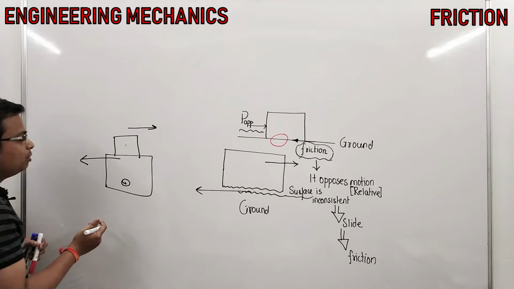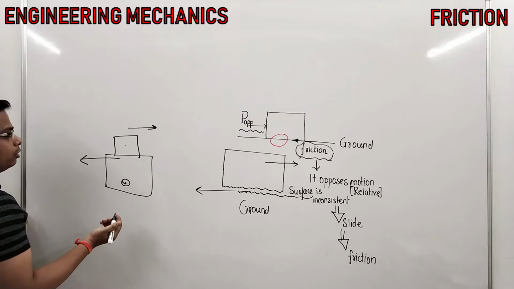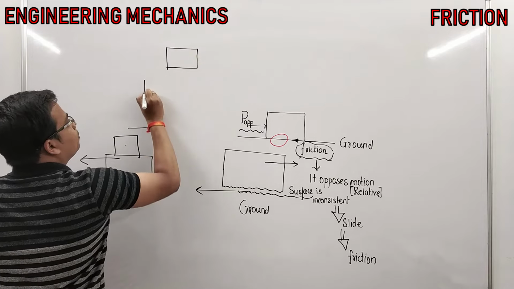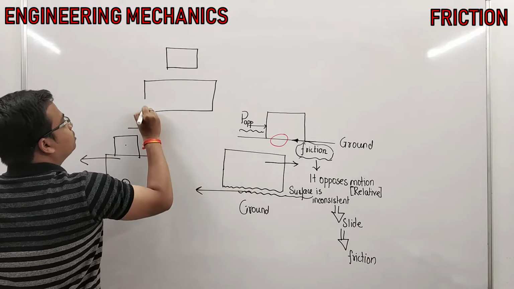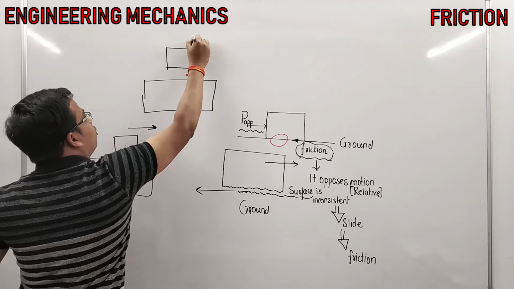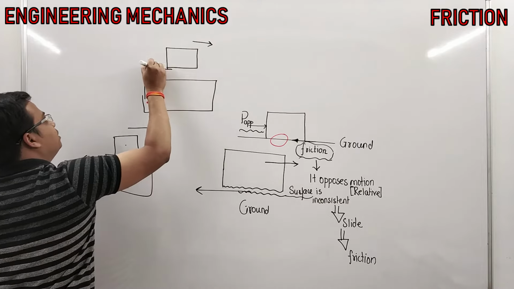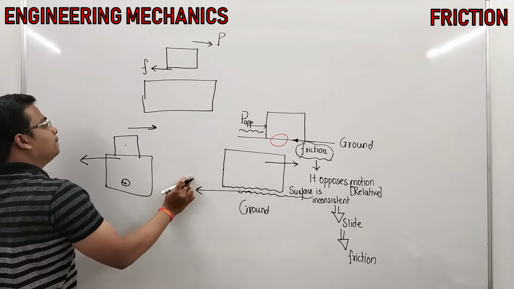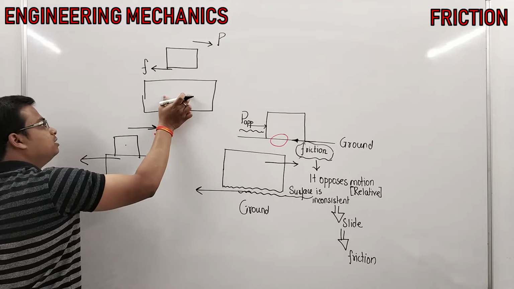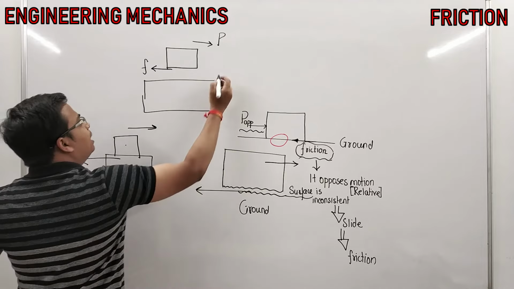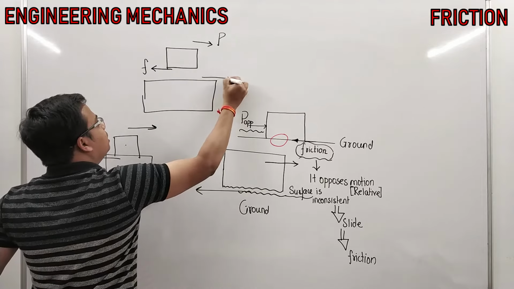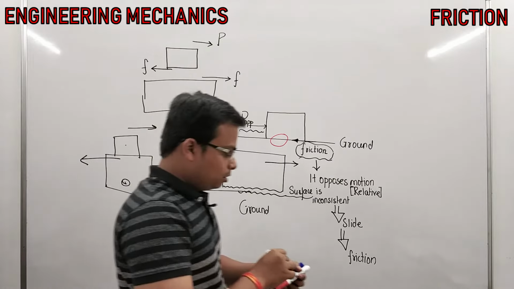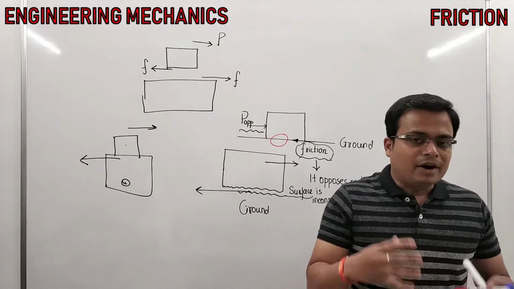Even if you try to make the free body diagram of these two bodies, you can do so. Let me just make it. This is the free body diagram of these two surfaces. So this block is trying to move forward. Obviously, it is going to experience a friction in this direction. This is the applied force P. This is the force of friction F. And as far as the free body diagram of this block is concerned, it is going to be experiencing a force of friction in this direction. That's it. Okay, so that was basically all about why this force is generated.